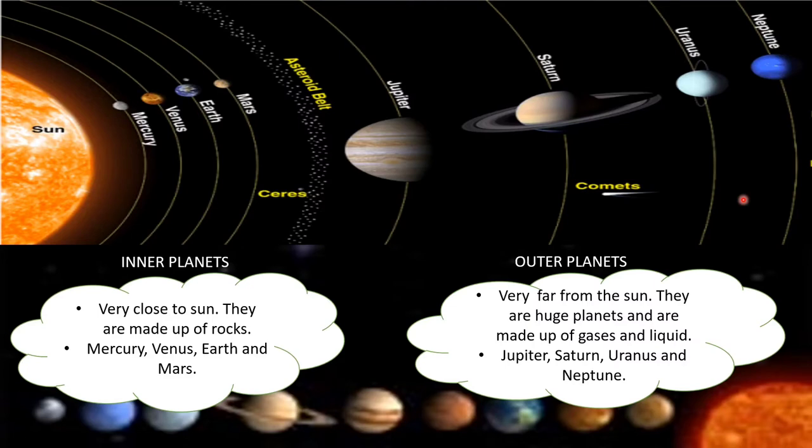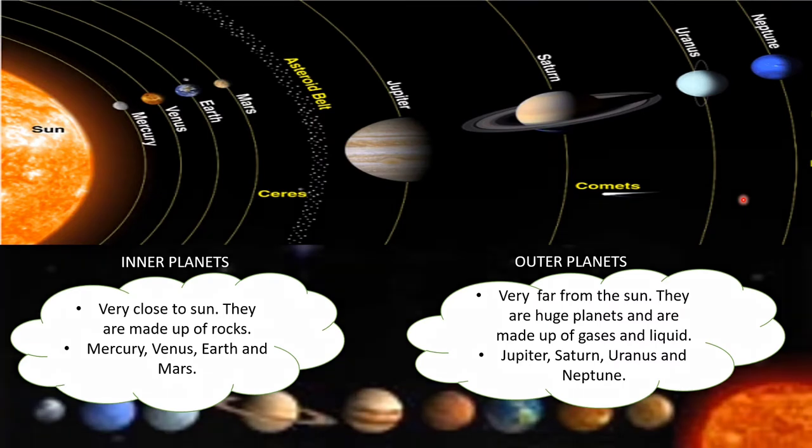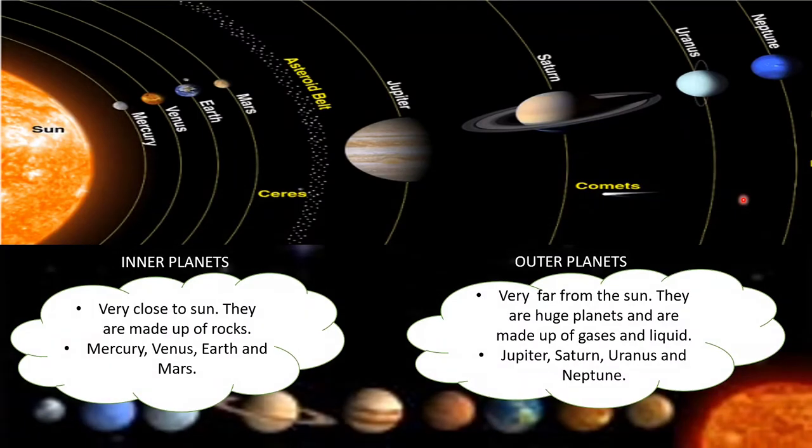So we can say that on the basis of the distance from the sun and the things by which the planets are made up of, we can categorize planets into two categories. One is inner planets and the other one is outer planets. Inner planets are those which are near to the sun, and outer planets are those which are far from the sun, outside the asteroid belt.